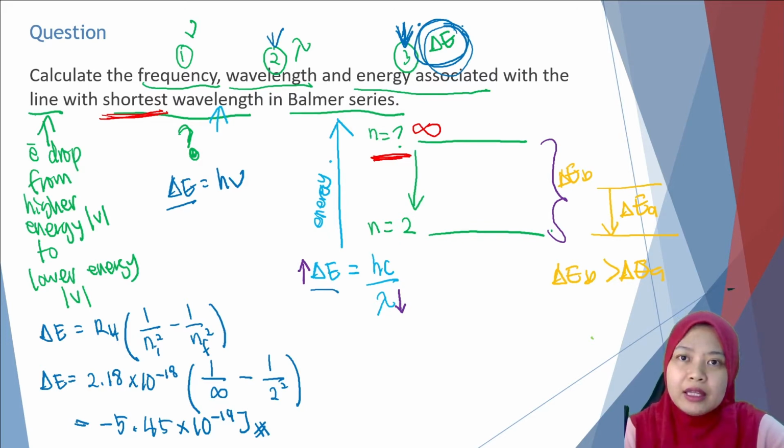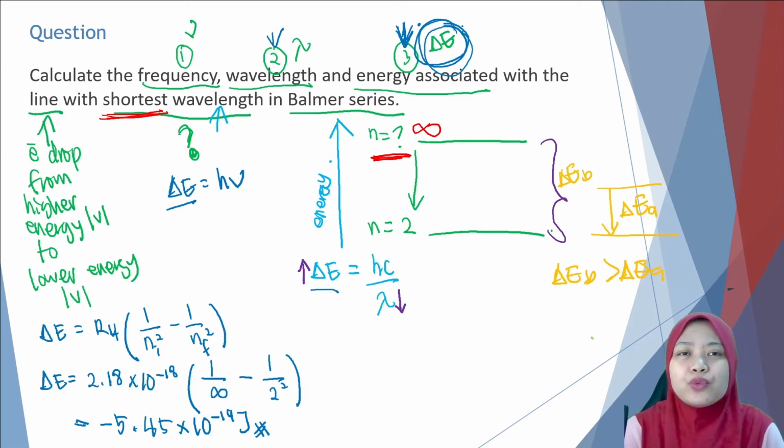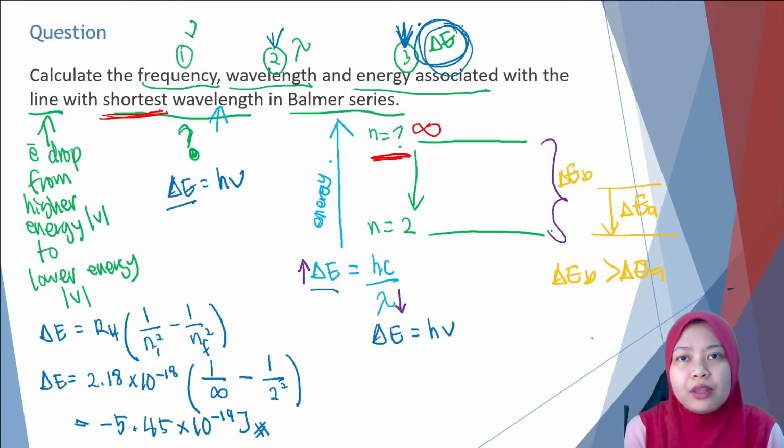After you get the delta E, then you can solve the frequency and also wavelength. So please write your answer for frequency and also wavelength. So let's check your answer. Delta E equal to h nu. Okay, I'll start with the frequency first.